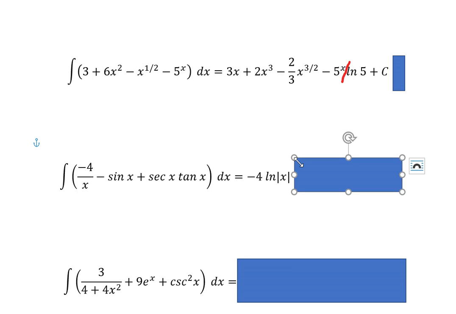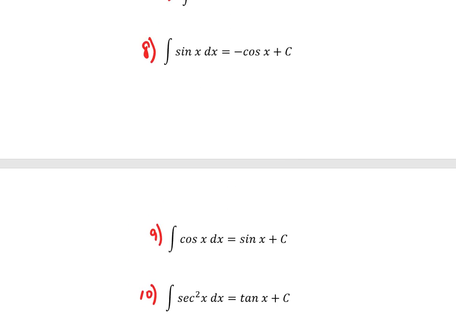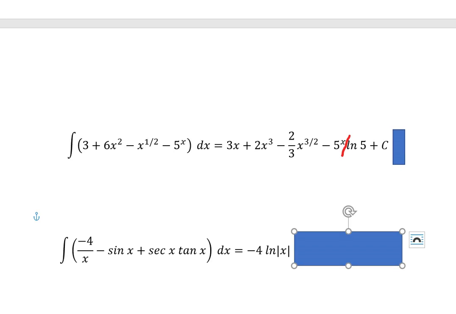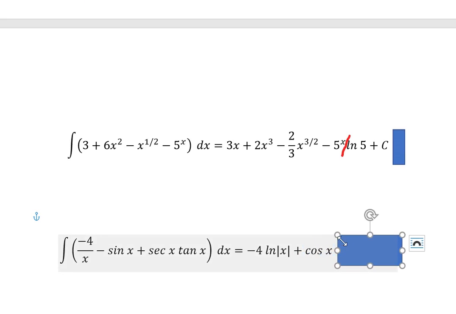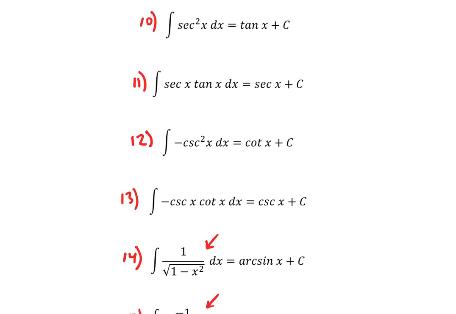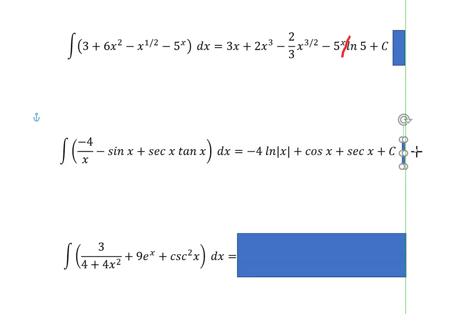Now we come to minus the integral of sine x. Well, we saw that the integral of sine x was minus the cosine of x. So we're going to have minus the cosine of x, or plus cosine x, plus the integral of secant x times tan x. The integral of secant x times tan x is one of our nice basic rules here, number 11. That gives us secant x. And then we have our plus c at the end.